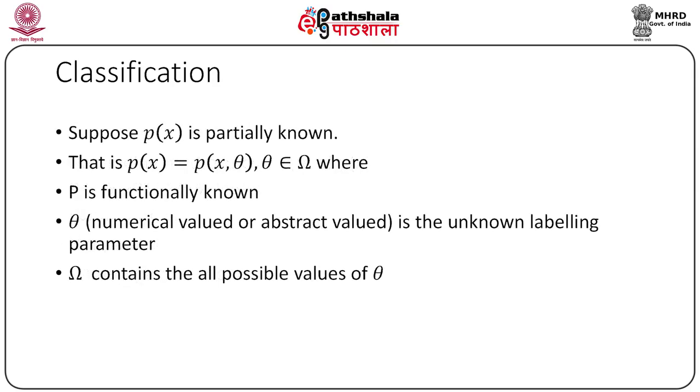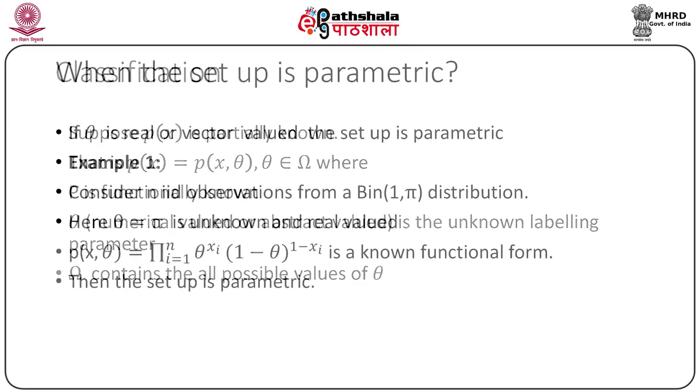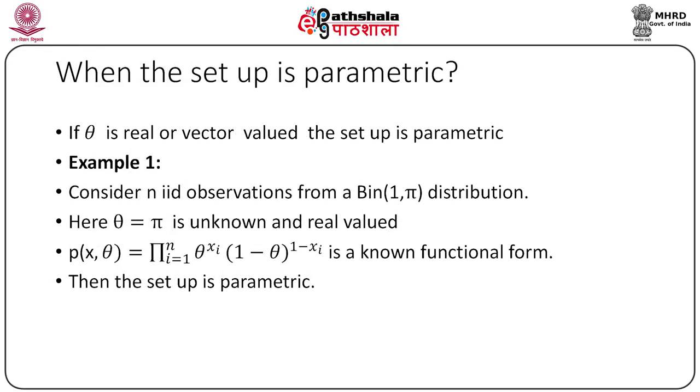First of all, assume that Px is partially known. Then we can write Px as P_theta, where theta is some unknown quantity. Now, theta may be numerical or abstract valued and is often called a labeling parameter. P is functionally known and omega is the set of all possible values of theta. So, when theta is real or vector valued, the setup is parametric.